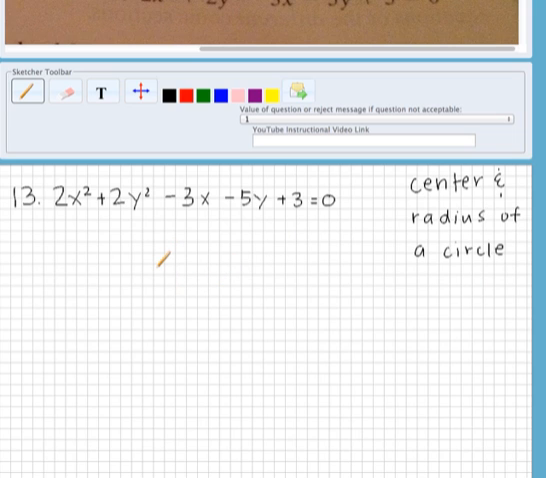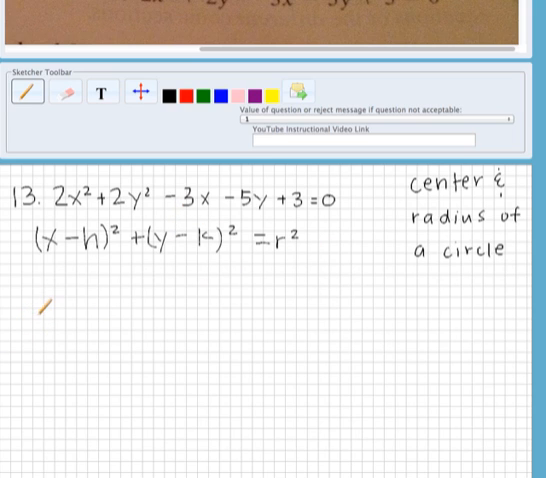So the first thing we're going to do is write down the equation of a circle, which is x minus h all squared plus y minus k also all squared equals r squared. So we are going to try and find h, k, and r.